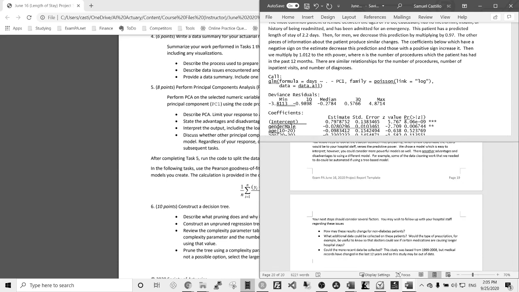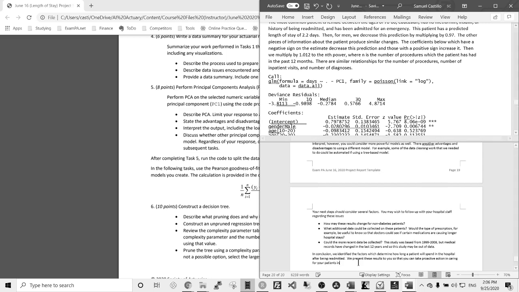And then finally, I would say, in conclusion, we identified the factors which determine how long a patient will spend in the hospital after being readmitted. We present these results to you so that you can take proactive action in caring for your patients in the best way possible.